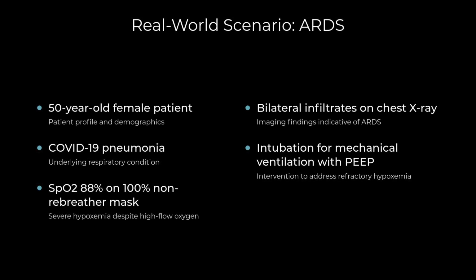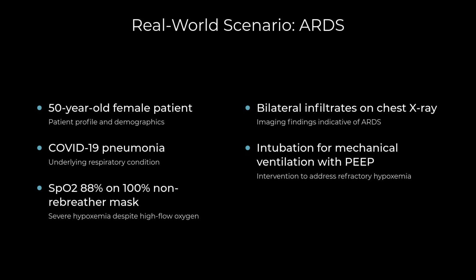Real-world scenario, ARDS. Imagine a 50-year-old female with COVID-19 pneumonia on a 100% non-rebreather mask with an SpO2 of 85%. She was placed on BiPAP without significant improvement. Her chest X-ray shows bilateral infiltrates, consistent with ARDS. Despite maximal oxygen, her hypoxemia persists, classic failure to oxygenate.